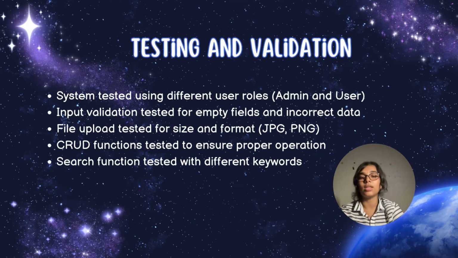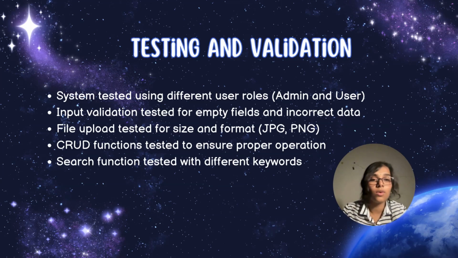For testing and validation, we carried out several checks to ensure that the system works correctly. First, we tested the system using different types of users, including both normal users and admin accounts. This is important to make sure that the role-based access control is functioning properly. Next, we tested input validation. For example, we checked whether the system prevents empty fields, incorrect data types, or invalid inputs.